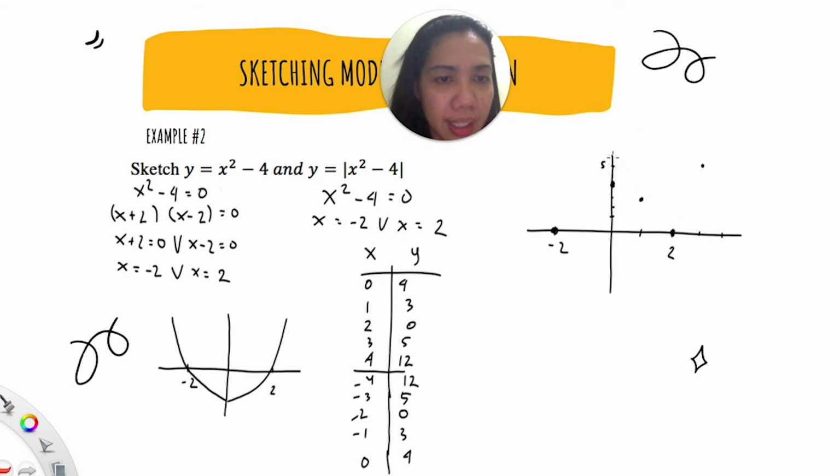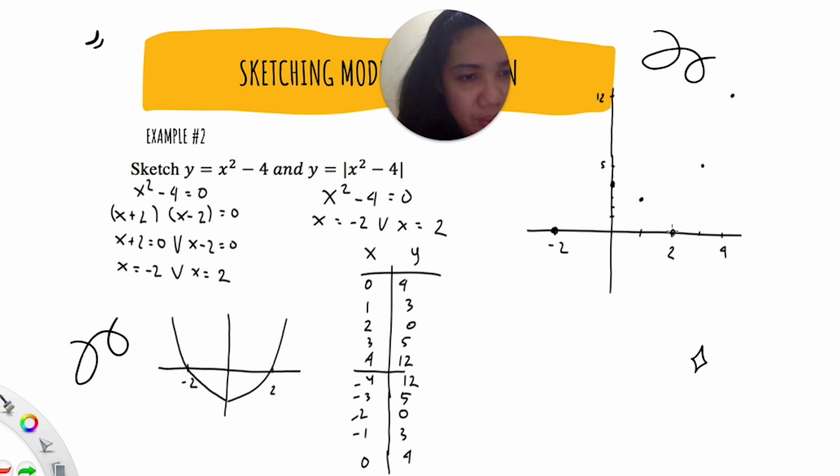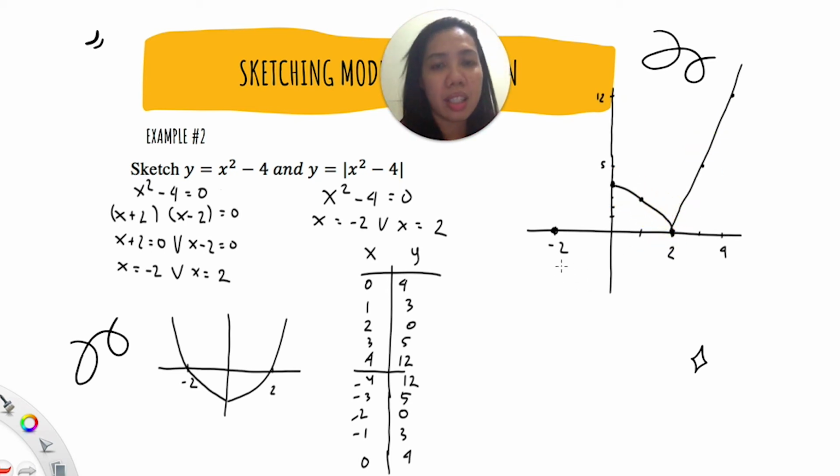So I'll extend this y line. Supposedly this is 12, so this is 4 and this is 12. We have points here, here, here, and here. So actually the graph on this right side is like this. Now let's do the left side of the y-axis.